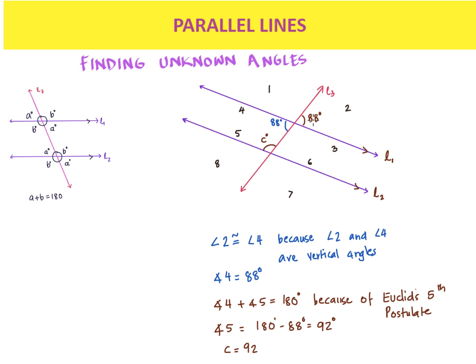Essentially, we can go from any one angle amongst these 8 angles to reach any of the other angles, basically by using a combination of supplementary angles, vertical angles, and Euclid's fifth postulate.